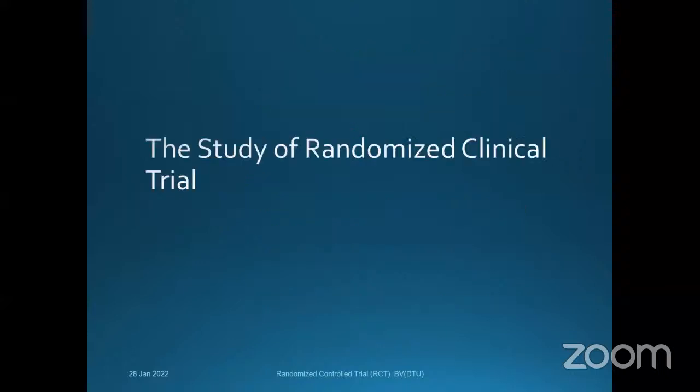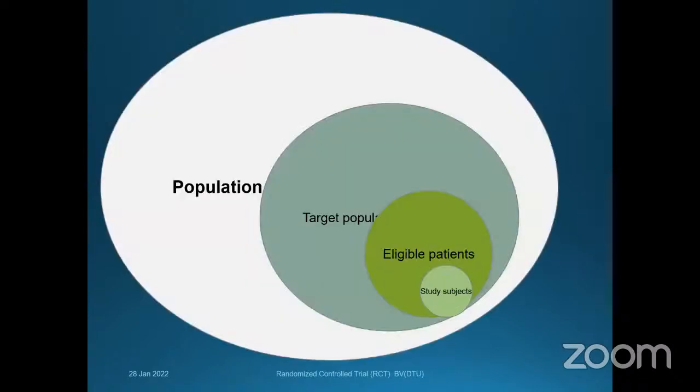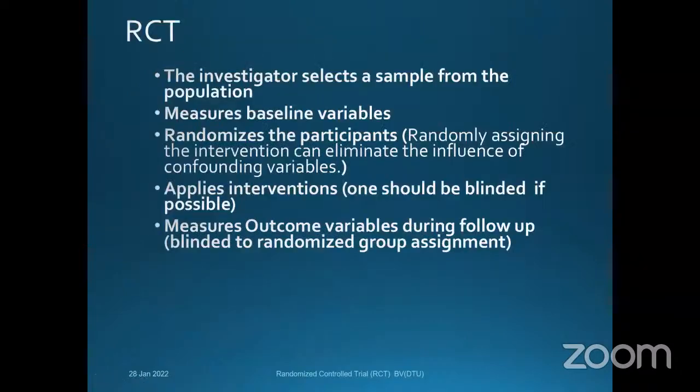And so that's the pre-process. Now let us study. Then you have population, you identify the target population, you identify the eligible population, then you have study subjects. When you do a study on the study subjects, it will be extrapolated into the target population. So the investigators select a sample from the population. He measures the baseline variables, randomizes the participants, randomly assigning the intervention, which can eliminate the influence of confounding variables, applies interventions. One should be blinded if possible, and measures the outcome variable during the follow-up, blinded to randomized group assignments.